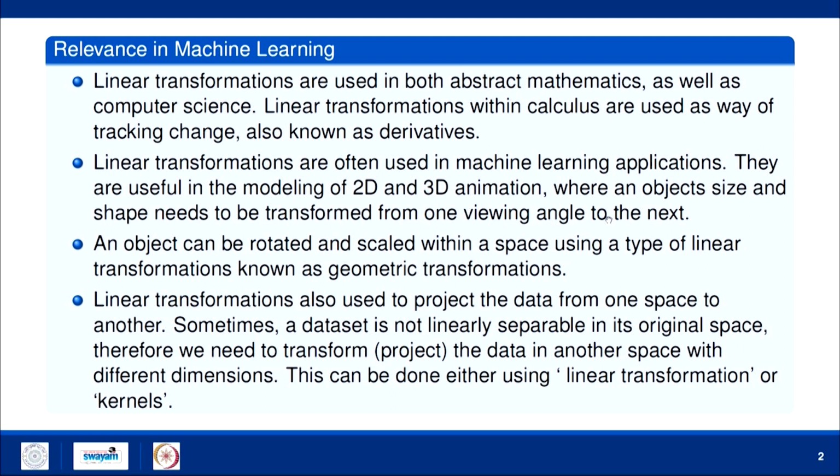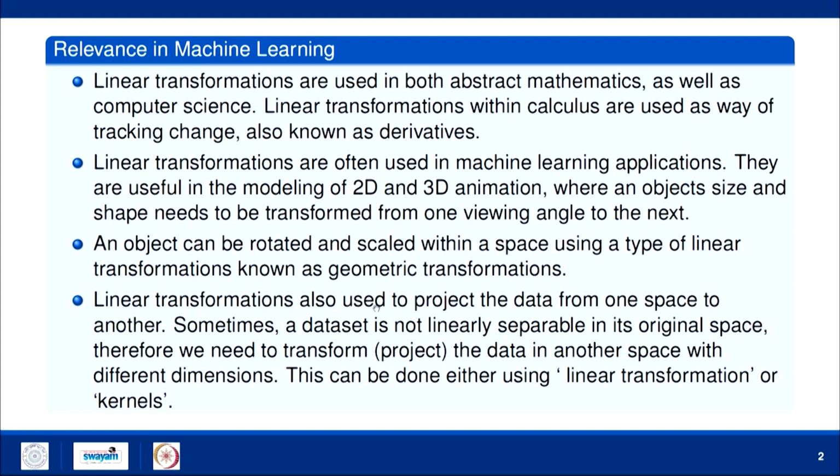How? Because by applying a linear transformation you can change the object shape in a plane or in a space, and you can move from one viewing angle to another viewing angle. Moreover, an object can be rotated and scaled within a space using a type of linear transformations known as geometric transformations. In this lecture we will see later the scaling and rotation linear transformations.